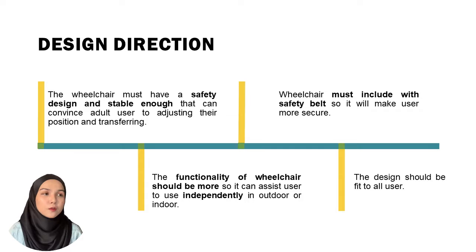The wheelchair also must include a safety belt so that the user is more secure. The functionality of the wheelchair should be greater and can assist the user to be more independent outdoors or indoors. And the last is that the design must fit all users.